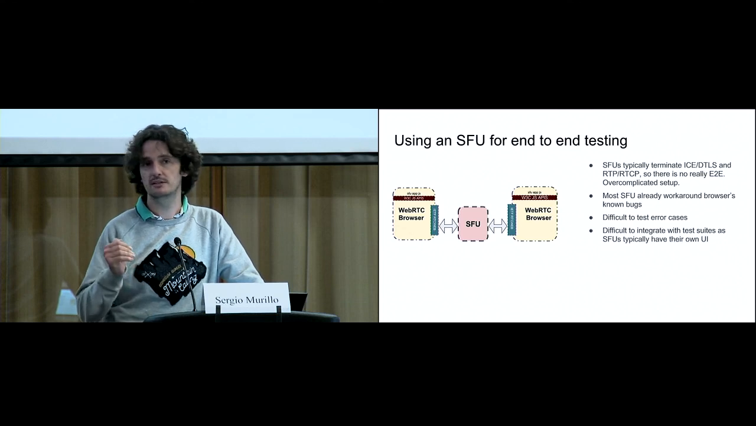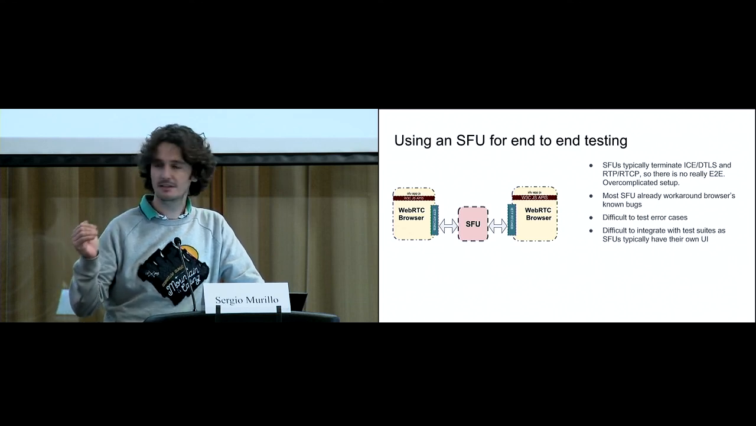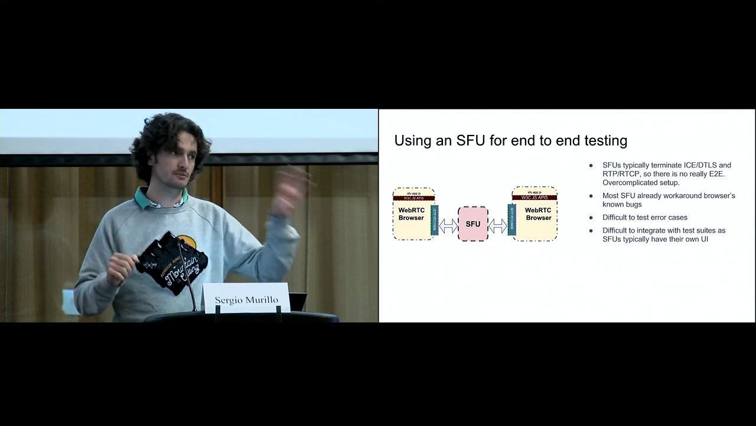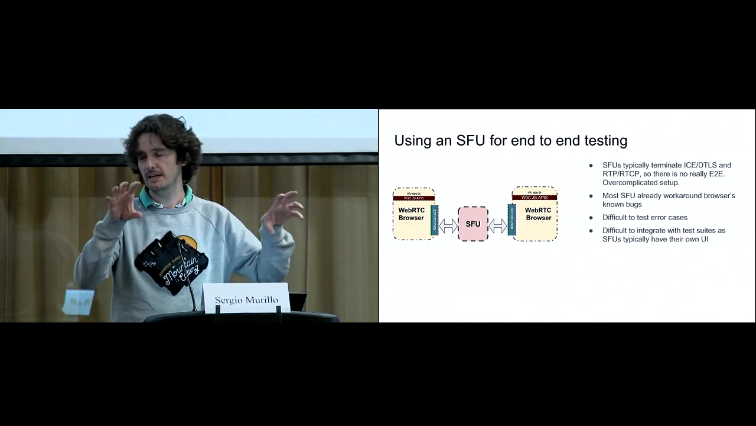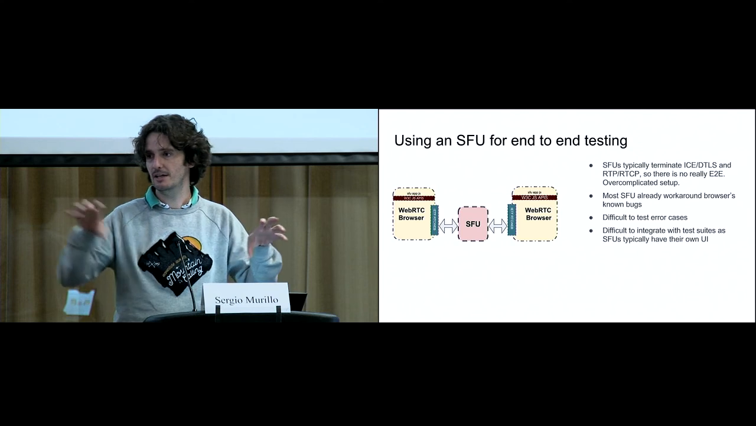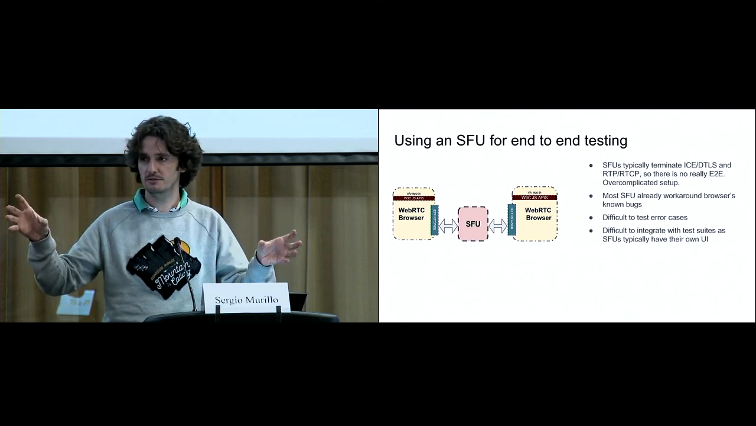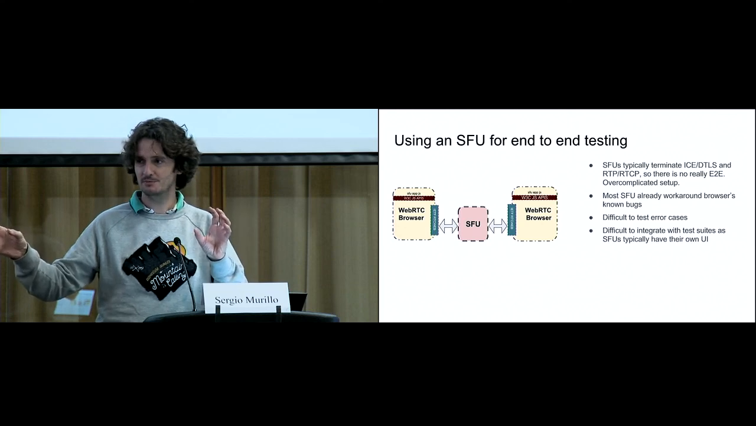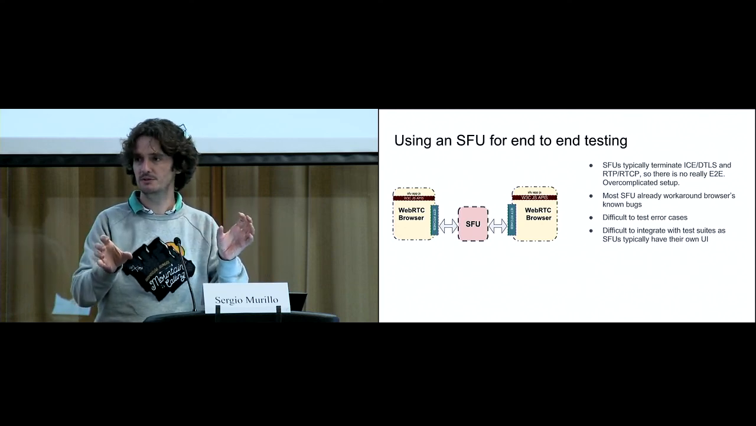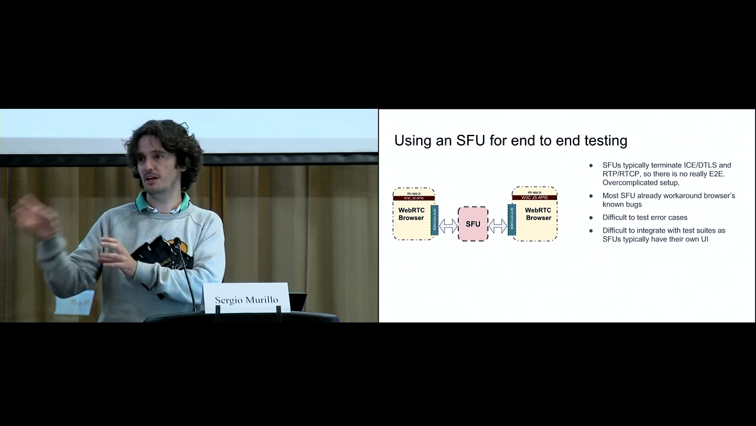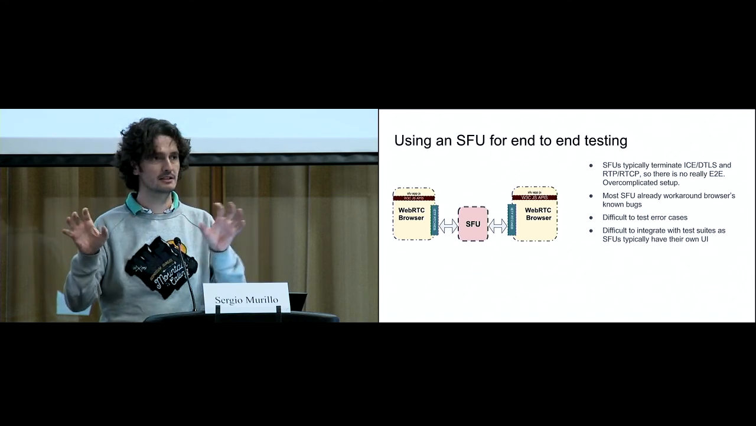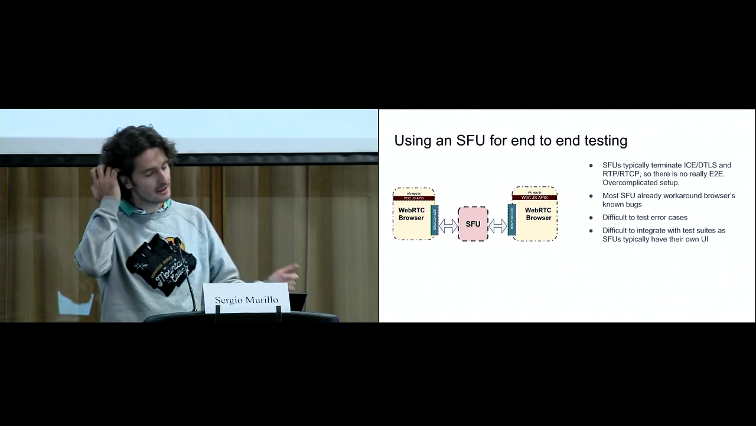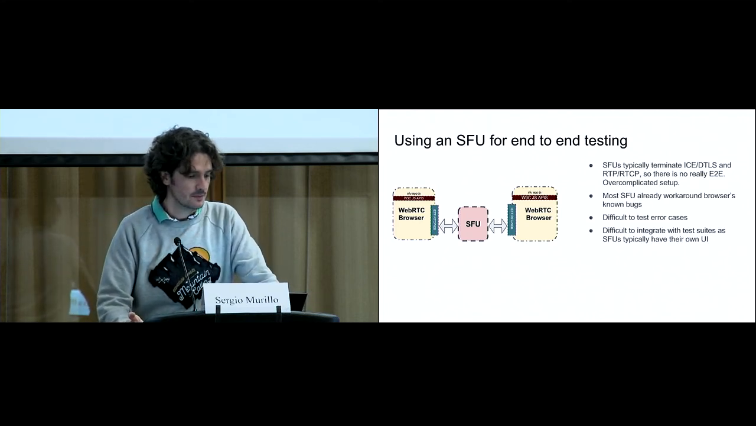So you are not doing end-to-end testing, because the end-to-end is between the browser and the SFU. If you test, for example, Chrome against Firefox through your favorite SFU, you are not testing Chrome with Firefox. You are testing Chrome with the SFU, and you are testing the SFU with Firefox. So you have two legs that are interconnected, but you cannot do completely end-to-end.